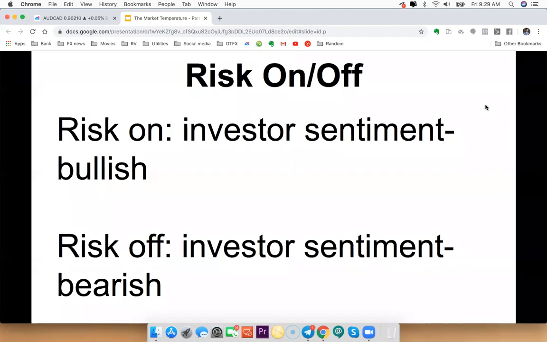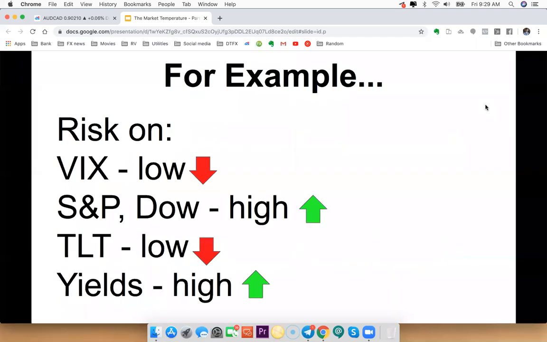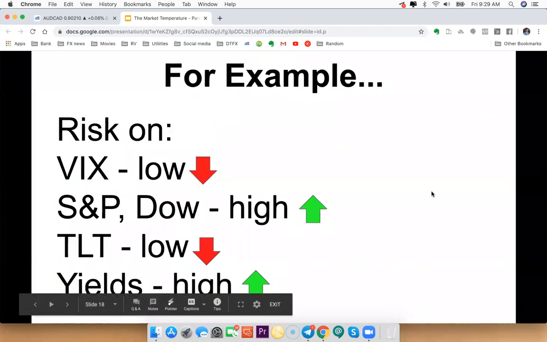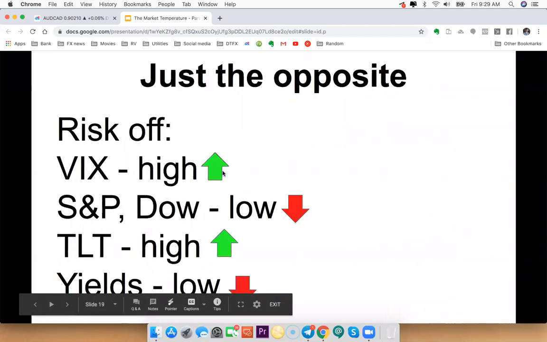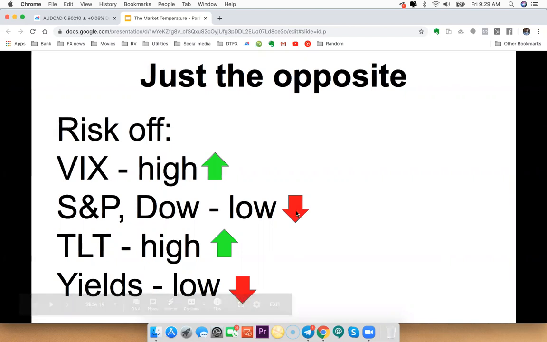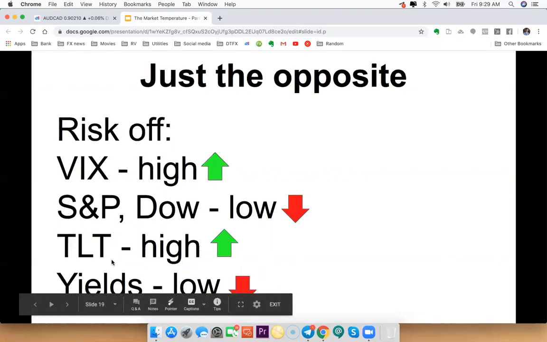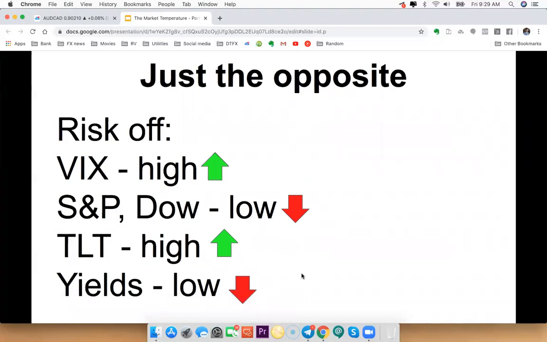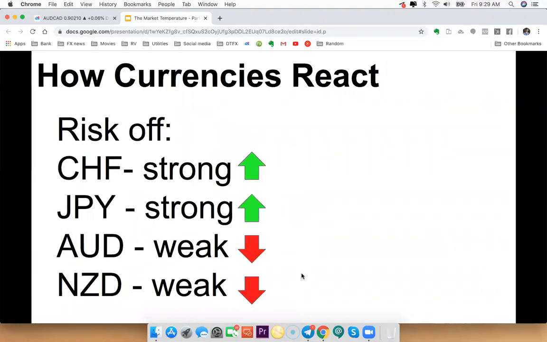So risk on is VIX is low, stocks are high, bonds are low, yields are high. And I'll have another chart here. And risk off, same thing. So risk on: low VIX, high stocks, low bonds, high yields. Risk off: high VIX, low stocks, high bonds, low yields. That's risk off. Now, how that all plays out for us in the currency market is, and we're going to go look at these charts.